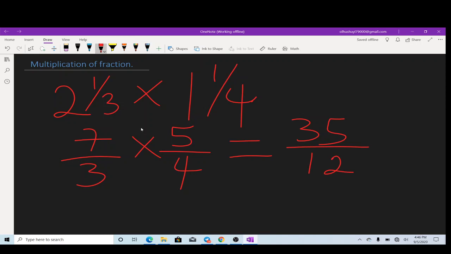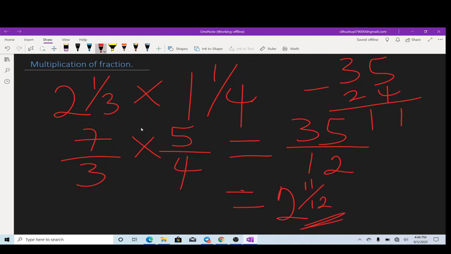Now, can something break this down? No, 35 and 12 don't have a common factor. So you divide straight away. 12 in 35, how many times? 12 times 3 is 36, which is already more than 35. So you check 12 times 2, that is 2 as a whole number. Now you do 35 minus 24. What do you have left? 11. So 11 upon 12. That is our answer. Is that simple enough? So that's what you're going to be having if you are dealing with big mixed numbers. That is multiplication of fractions.